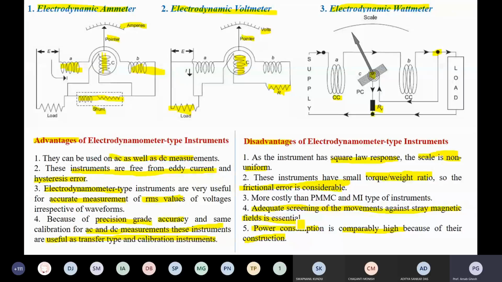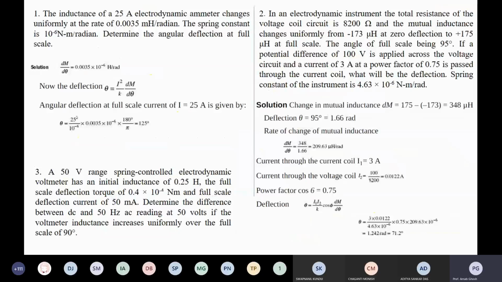After that we can understand the basic working principle and construction of the electrodynamic instrument. Then we can go for some numerical problems. All of you please note down these numerical problems. Question number 1, question number 2, and finally question number 3 you have to solve at your hostel or home. These are all class book assignments. When you submit your classwork, these numerical problems should be in your copy.